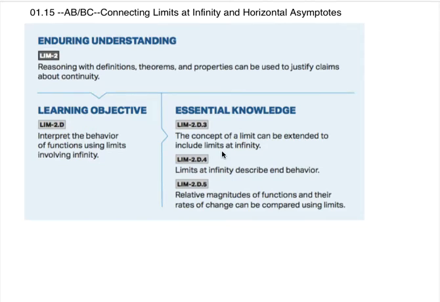Okay, this is AP, AB, and BC Calculus. We are doing Unit 1, Section 15, which is connecting limits at infinity and horizontal asymptotes. So let's jump right in.